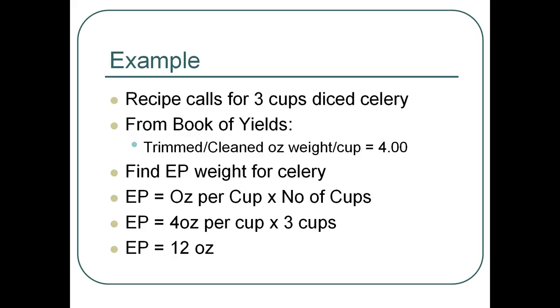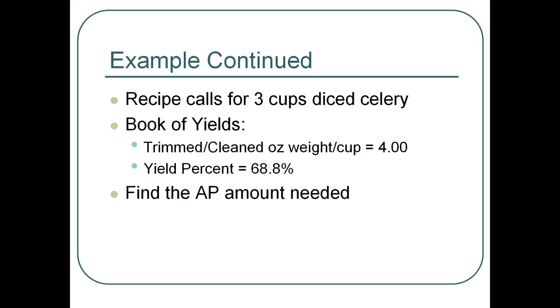Now, to figure out how much we actually need to order, we go back to what we did originally. We're going to walk through this example one more time. Our recipe calls for 3 cups of diced celery. We know it weighs 4 ounces per cup, and our Book of Yields tells us it's a 68.8% yield, so we need to find the AP amount. To find the AP amount, first we find the EP, converting this to a weight by multiplying 4 ounces per cup times 3 cups. AP is EP divided by yield percentage.